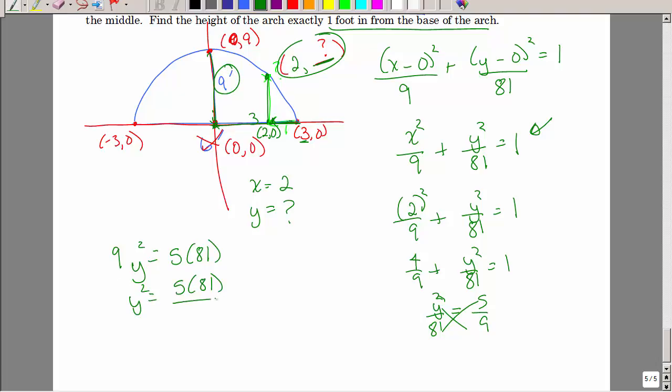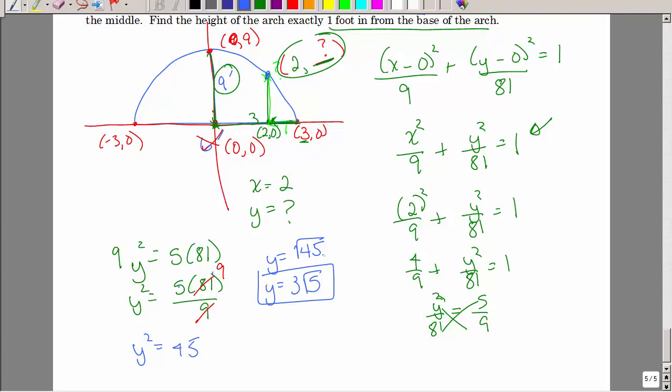And yes, you can punch this into the calculator. I just don't happen to have one handy right now. So 9 goes into 81 9 times. So y squared is 45. So y is going to be the square root. And I'm not going to worry about plus or minus because I'm going up, so I know it's positive. 3 square root of 5. So how far do I need to go up? 3 square root of 5.